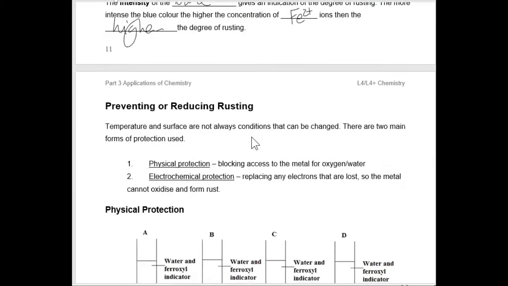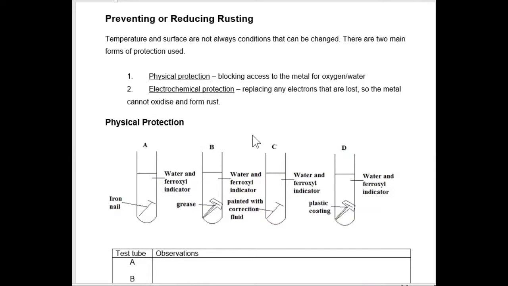Now this is the last bit that I'm going to do in the video. How to prevent or reduce rusting. Temperature and surface are not always conditions that can be changed. There are two main forms of protection used. You can have physical protection, which is blocking access to the metal for oxygen and water, or electrochemical protection, which replaces any electrons that are lost so the metal cannot oxidize and form rust.